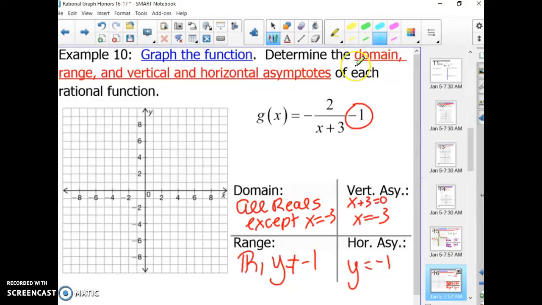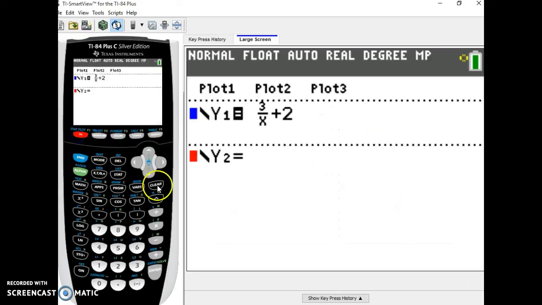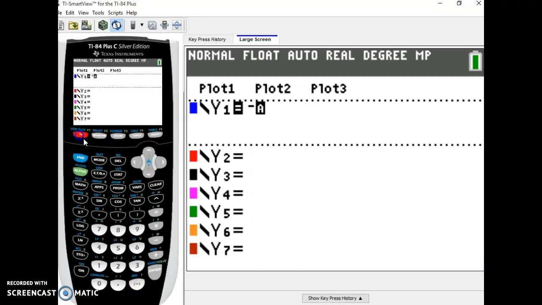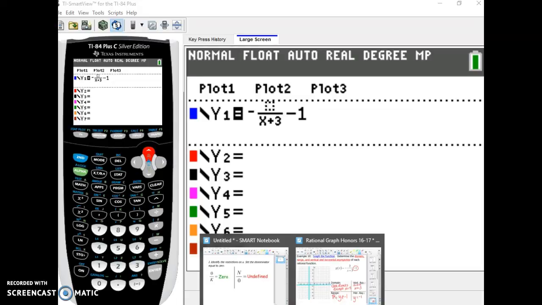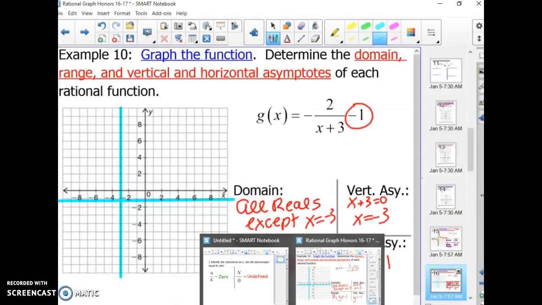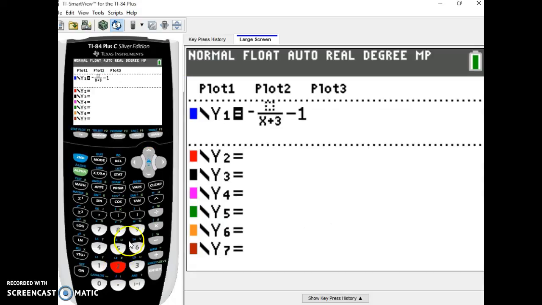So I've identified those just for my equation. Here's my -1. There is y equals -1, and x is equal to -3 right here. So -2 over x plus 3. So we're going to graph that. So here we are. Type in a negative, alpha y equals, enter. I know that's x plus 3. -1. And that's a 2. Okay, let's graph it.